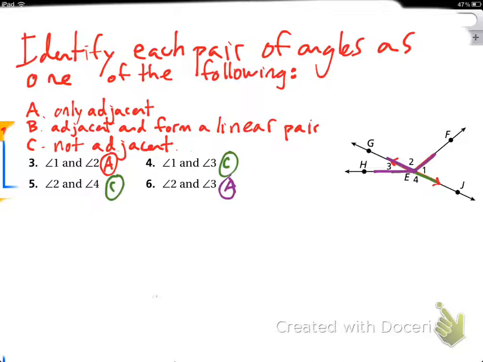Okay, and I just realized that I put in the wrong answer there. That should be B. I said the right thing. I said adjacent and form a linear pair, but then I put the wrong letter. Okay? Alright, let's go to the next one.